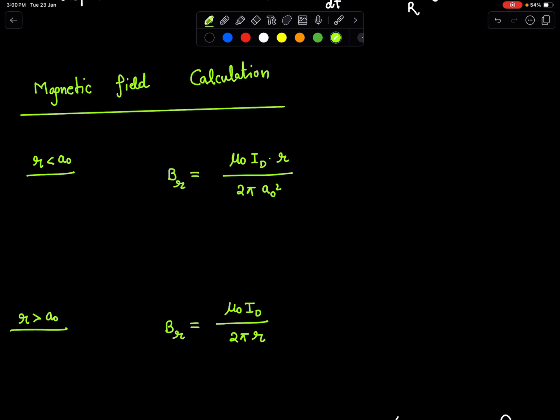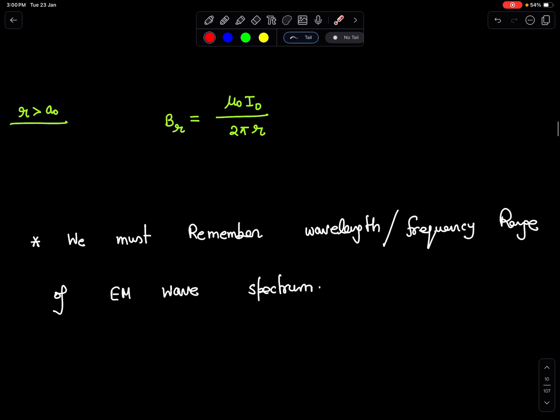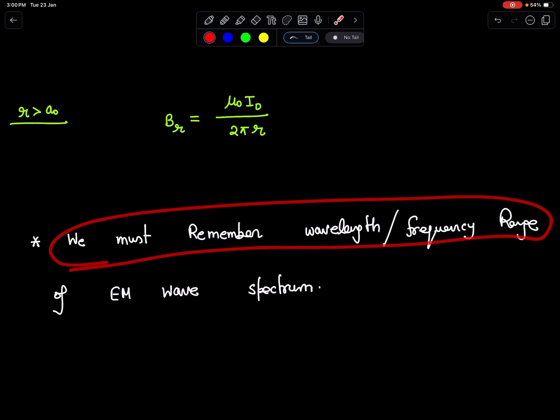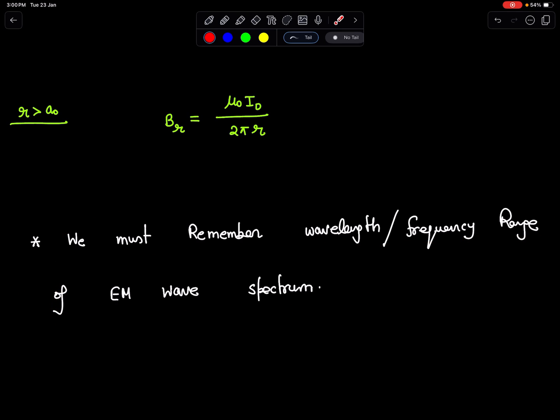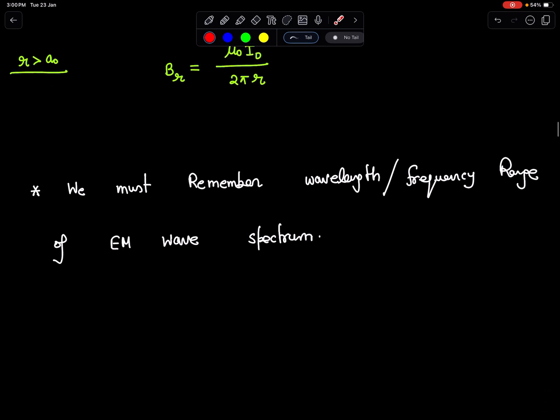All right. The next part, this is your work. You can take it as homework. Basically we must remember the wavelength or frequency range for all EM waves. This spectrum will involve X-rays, ultraviolet, then the visible range, then radio waves, all those frequency and wavelength ranges. You should have some idea. Any one you can remember, others you can find.